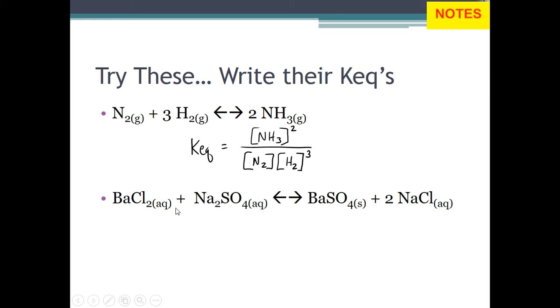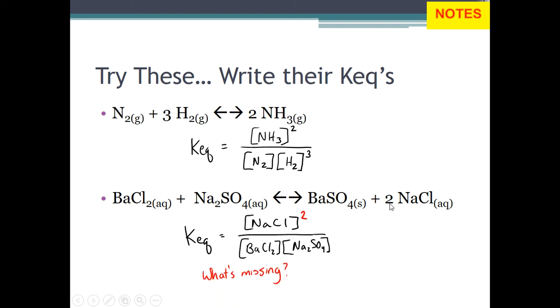If I look at the next one, I got barium chloride plus sodium sulfate. Makes some barium sulfate solid, a precipitation reaction, and some sodium chloride. So I always remember, I put my products over my reactants. There's my sodium chloride, there's my barium chloride, and there's my sodium sulfate. You can see that, oh, is that right? No, I got a problem. This would need to, of course, be squared because you always have to check your coefficients. There's twice as much of that stuff, so it has a bigger role in the KEQ. Might be asking yourself, okay, why didn't I write barium sulfate? Because it's a solid. I only write gases and aqueous solutions because solids, their concentration stays the same.